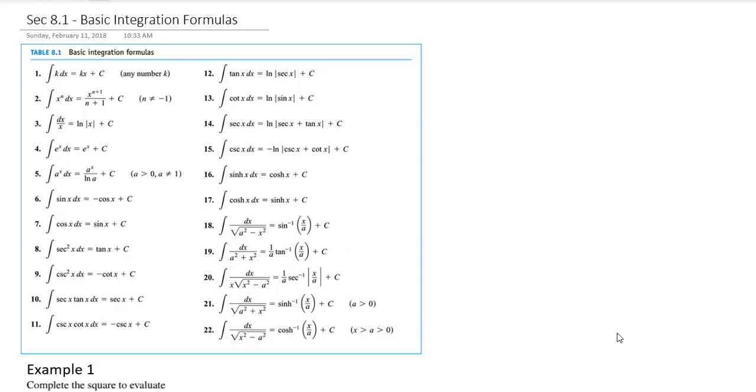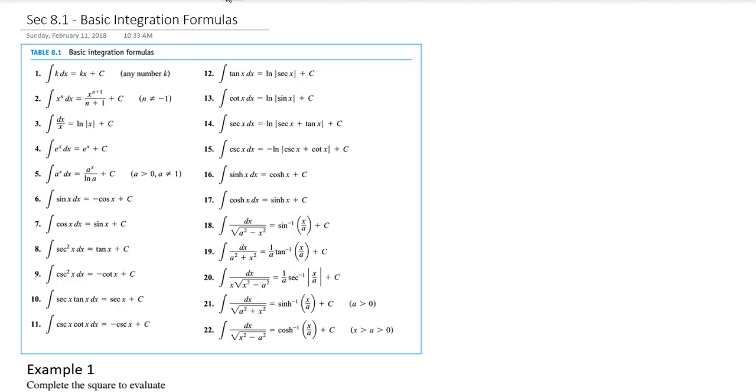Section 8.1 is basic integration formulas. Now, a lot of this you learned in Cal 1, or at least you should have learned it, but you've slept since then, so you might have forgotten it. So we're going to bring some things back to the forefront of our memory. This table consists of a lot of integration formulas that you should already have memorized.